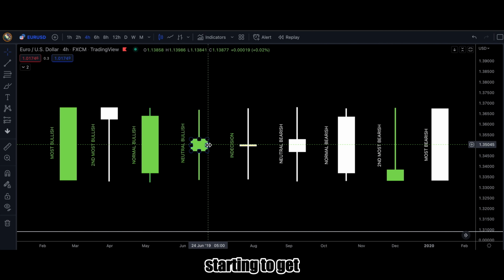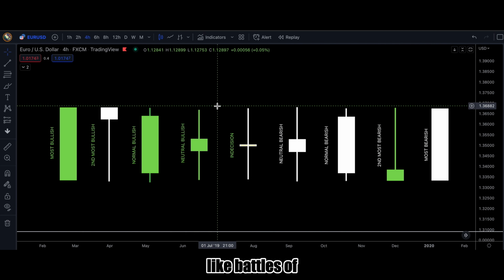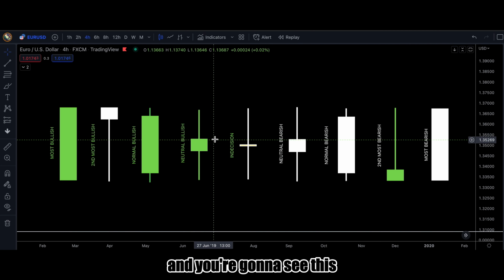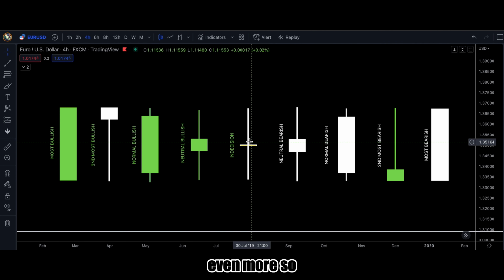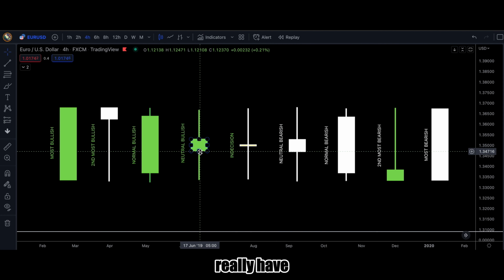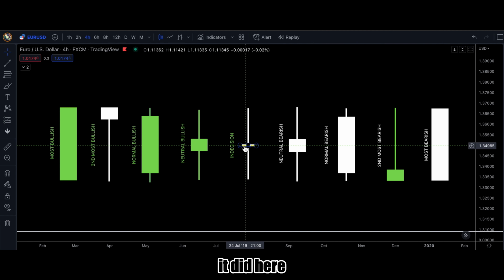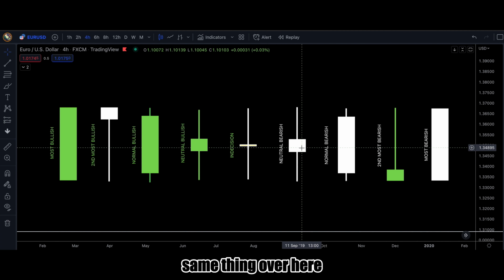Now this is where you're starting to get a lot of indecision. This is where you're having battles of bulls and bears, and you're going to see this a lot within the markets. Even more so on this one, price didn't really have the opportunity to go up like it did here. It just kind of closes around the same point that it opens. That's another indecision candle. That's what we call a doji. Same thing over here on this side.